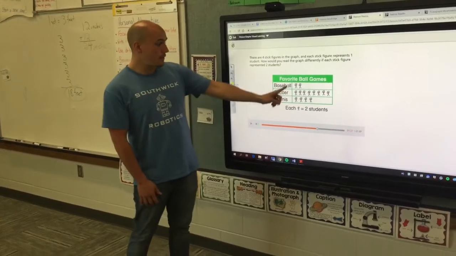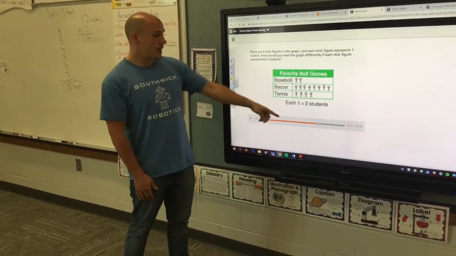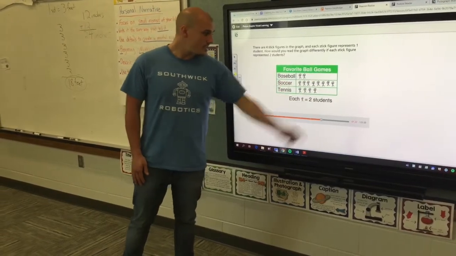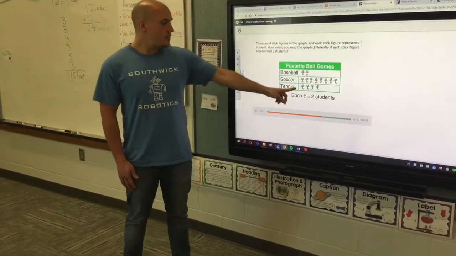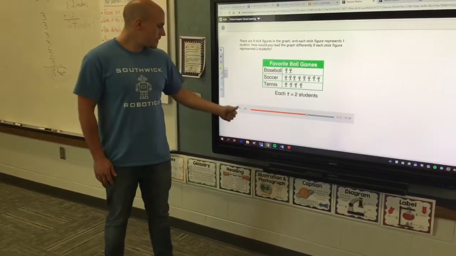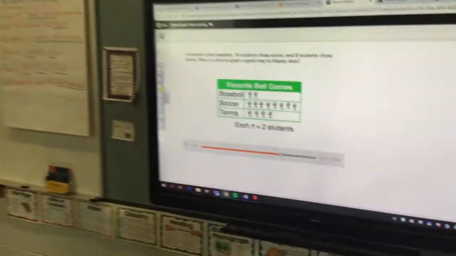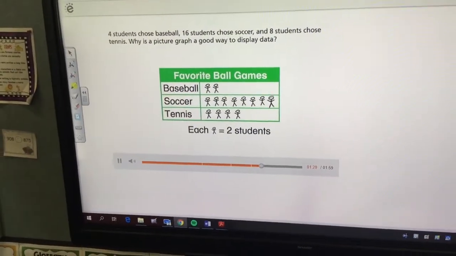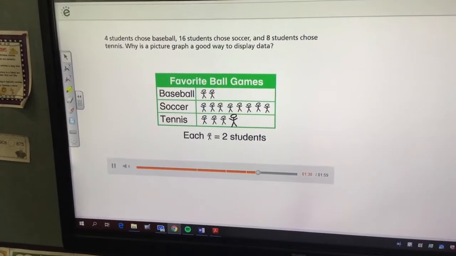So for baseball, it would be 2, 4. Soccer, 2, 4, 6, 8, 10, 12, 14, 16. And tennis, 2, 4, 6, 8. 4 students chose baseball, 16 students chose soccer, and 8 students chose tennis.